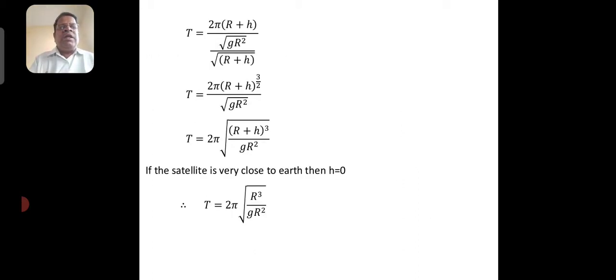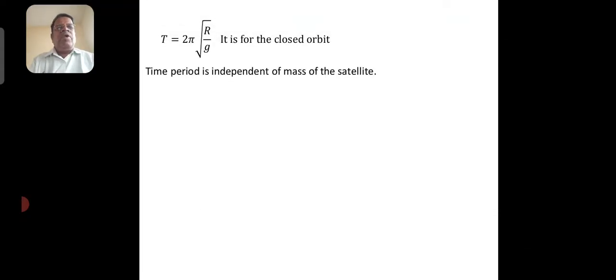Finally, we get period T equals 2 pi under the square root (R plus h) cube divided by g R square. If the satellite is very close to the Earth, then h equals 0. Therefore, period of a satellite T equals 2 pi under the square root R cube divided by g R square. Finally, we get period T equals 2 pi root of R by g. It is for the closed orbit. Time period is independent of mass of the satellite.